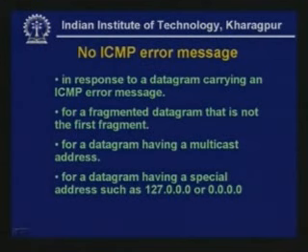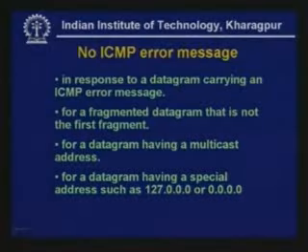For a fragmented datagram, no message is generated if it is not the first fragment. For example, a datagram may have been fragmented into a number of parts, maybe 50 parts. Now, if for each of them you generate an ICMP message, then the ICMP messages would be too many. So it is only generated for the first fragment. For a datagram having a multicast address, once again, we cannot send ICMP messages to all members of the group. And for a datagram having a special address such as the loopback address, no ICMP error messages are generated for these.